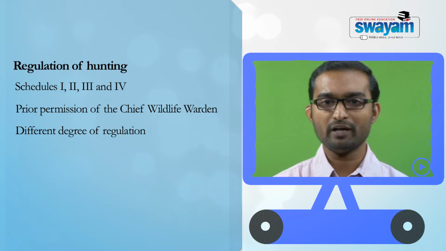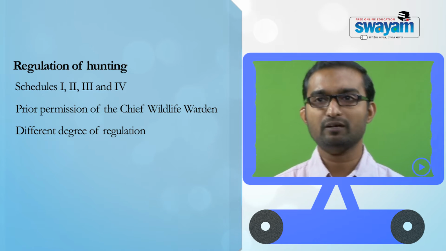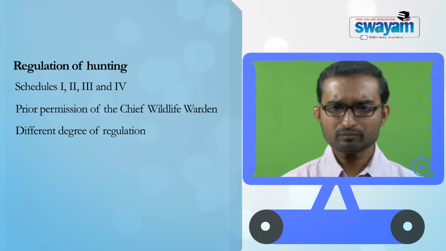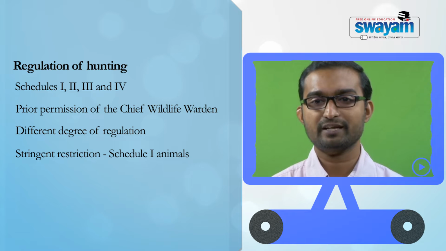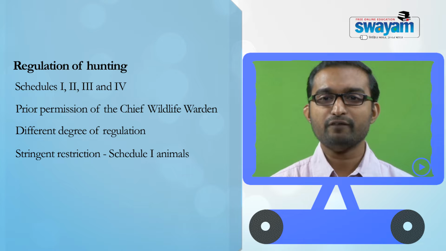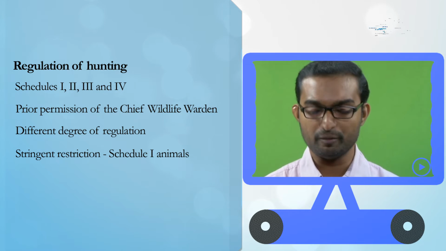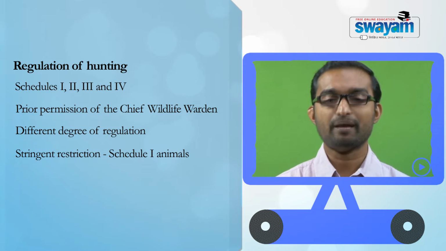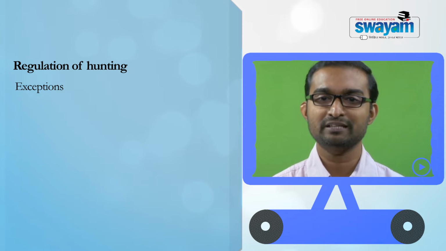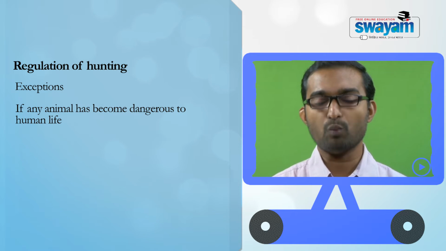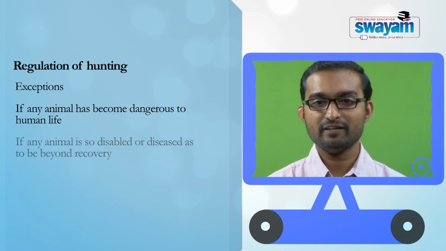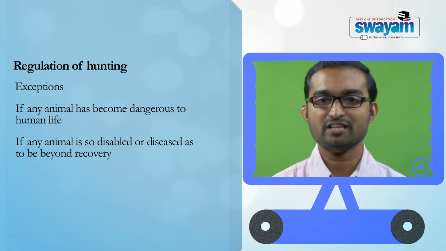And as we move on from schedule 1 to 2 to 3 to 4, the strength or stringency of the regulation gets diluted. For example, the most stringent regulation or restriction applies in the case of schedule 1 animals. The general rule is that hunting of animals included in schedule 1 is prohibited. This prohibition, however, is not absolute, and is subject to some exceptions. There are mainly 2 exceptions to this prohibition. One, hunting of a schedule 1 animal is permitted if that particular animal has become dangerous to human life. Two, if that particular animal is so disabled or diseased as to be beyond recovery.